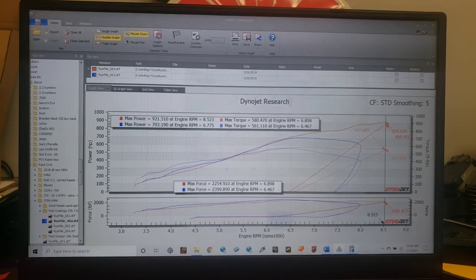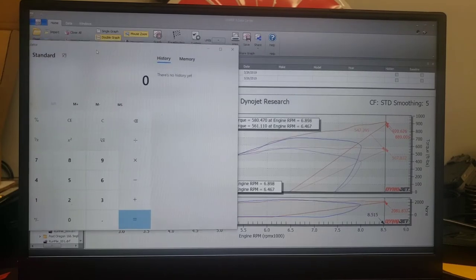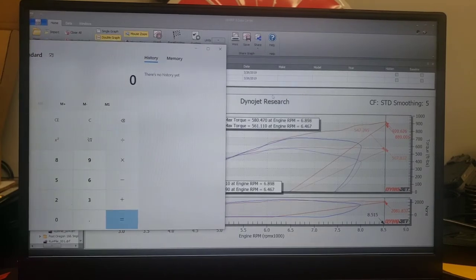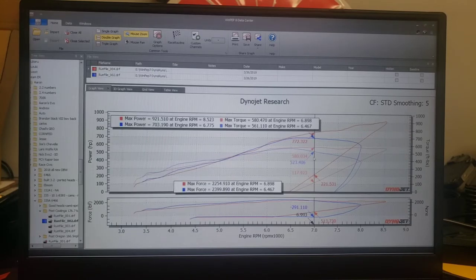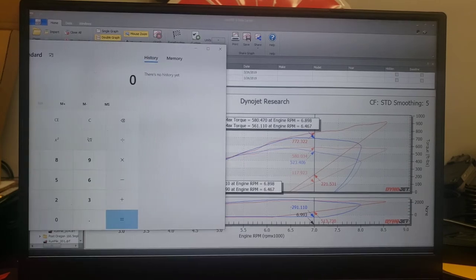So let's switch to the calculator. We're going to move it over so we can kind of see what we're doing here. We're going to go right down to 6,900 RPM. So you can see there it makes 580 foot-pounds in that particular example. We're only going to worry about the red line.